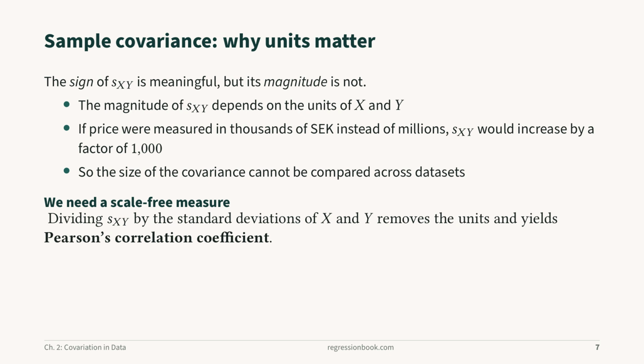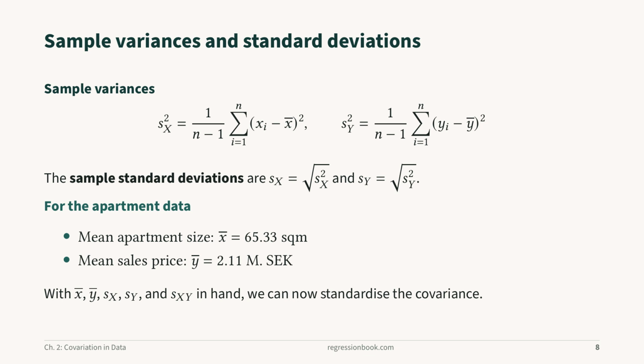The fix is to divide by the standard deviations of both variables, which removes the units entirely and yields Pearson's correlation coefficient. The standardization needs the sample variances, the average squared deviations of each variable, and their square roots, the standard deviations. For our data, the mean apartment size is 65.3 square meters and the mean price 2.11 million kroner. With the means, the standard deviations, and the covariance in hand, we can standardize the covariance.